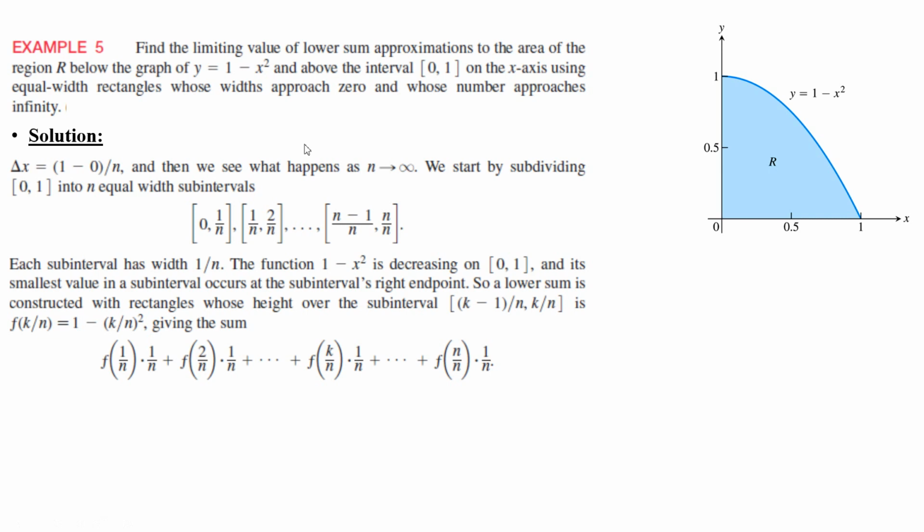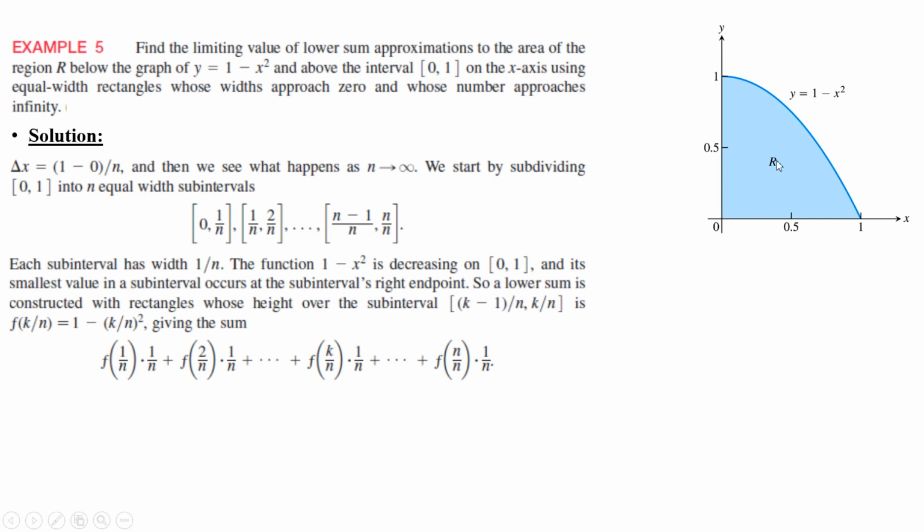So here's an example. Find the limiting value of lower sum approximation to the area of the region below the graph y is equal to 1 minus x square and above the interval on the x-axis, using equal width rectangles whose widths approach 0 and whose number approaches infinity. So we have to find the lower sum approximation of this region.